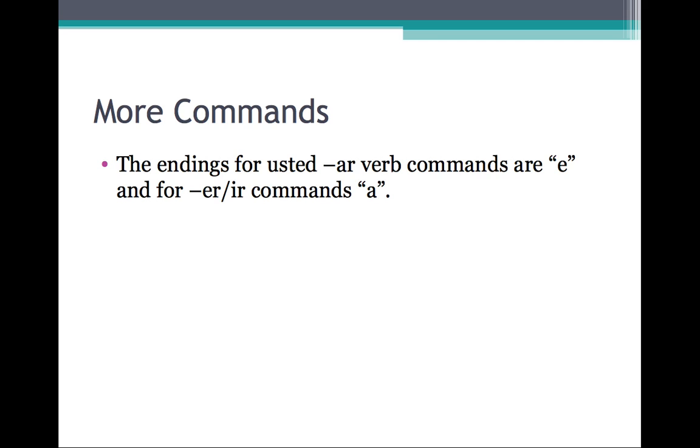Okay, for usted commands, if it is an AR verb, we're going to use the E ending, and for ER, IR verbs, we're going to use the A ending. So for tú endings, we used AS or ES. For usted, just like the he, she box, we're using A and E. Does that make sense? They're still using the opposite endings, but we're using the usted box instead of the tú box.